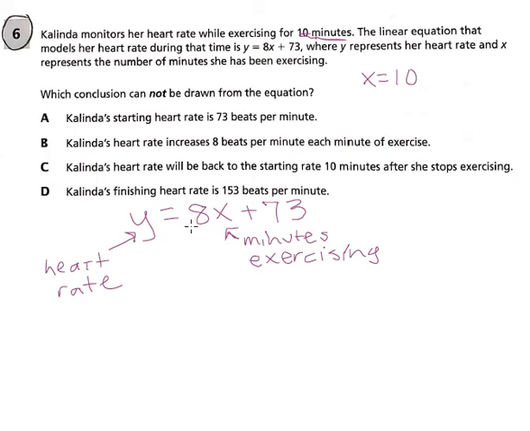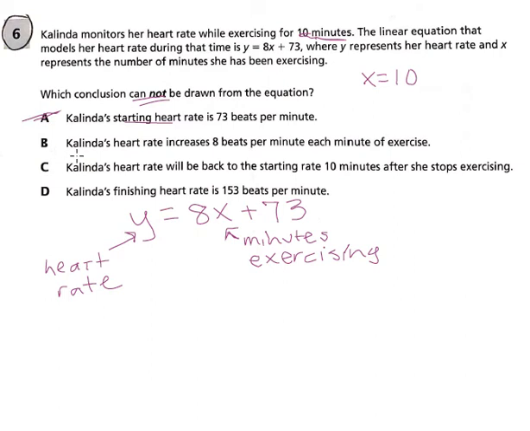So I'm going to start looking at my answer choices here. Answer choice A says her starting heart rate is 73 beats per minute. Well, starting heart rate is like initial value. So I look down here, the initial value is 73. So I'm starting to think that this is true. Well, it says which one cannot be drawn from the equation. So it is true that her initial heart rate is 73, so that is not our answer.